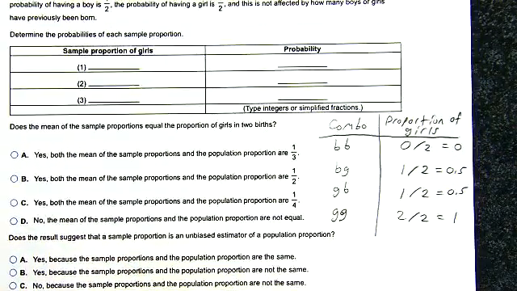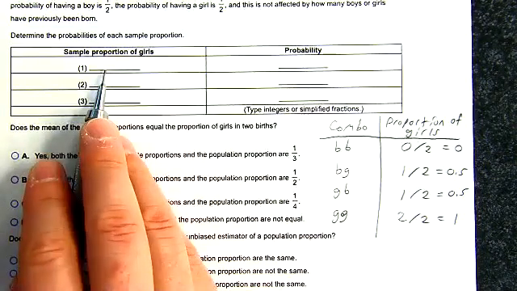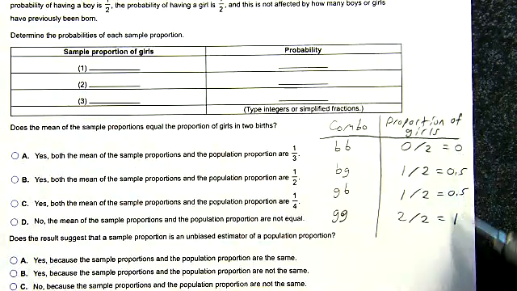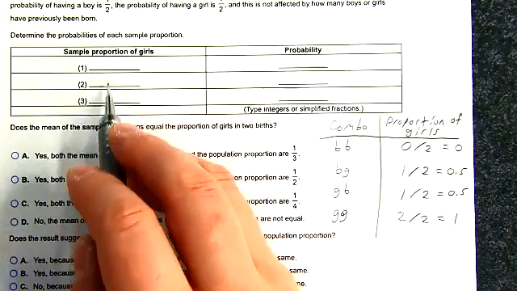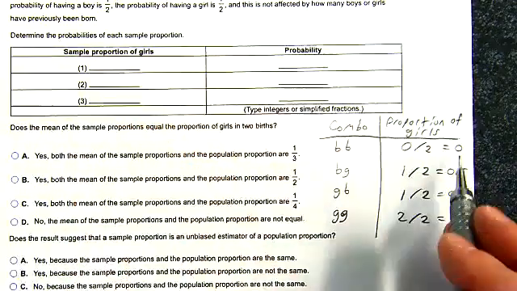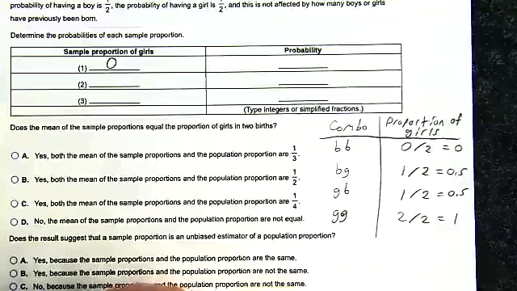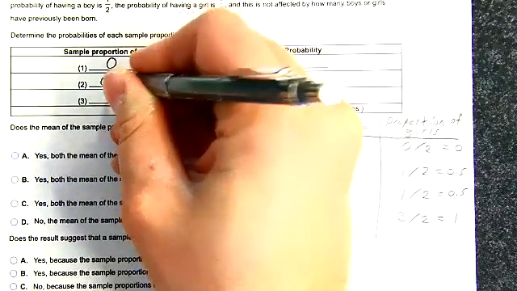So the sample proportion of girls is, these are our possible answers. They want us to enter as lowest, smallest to biggest, so it would be 0, 0.5, and then 1.